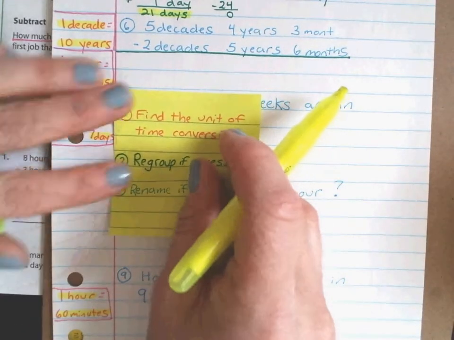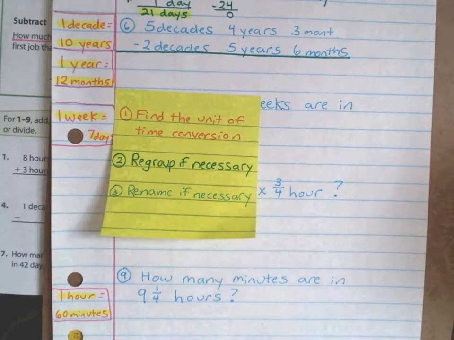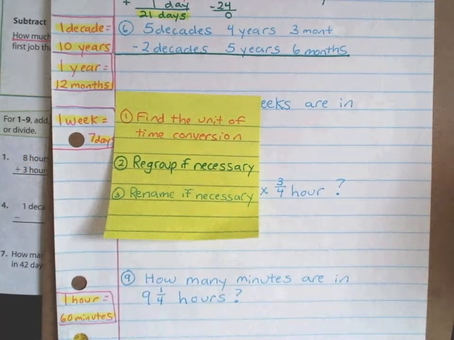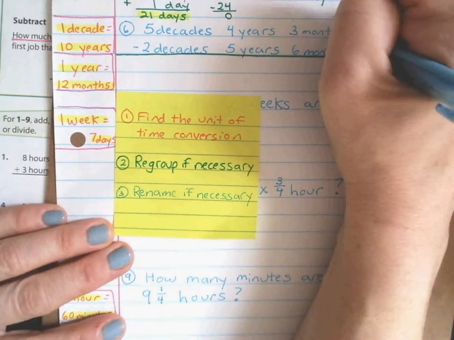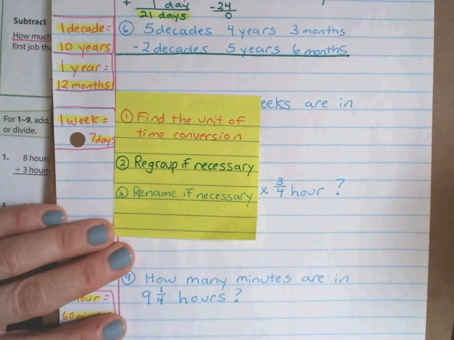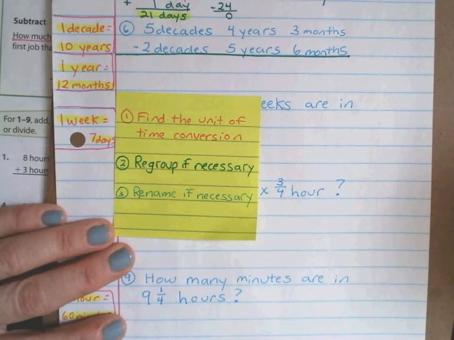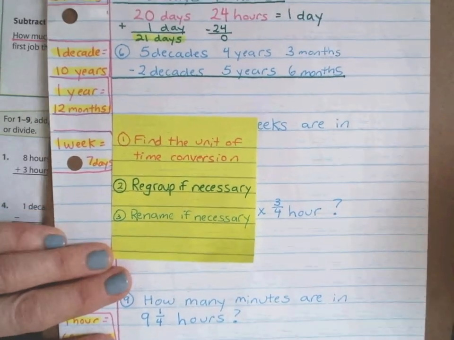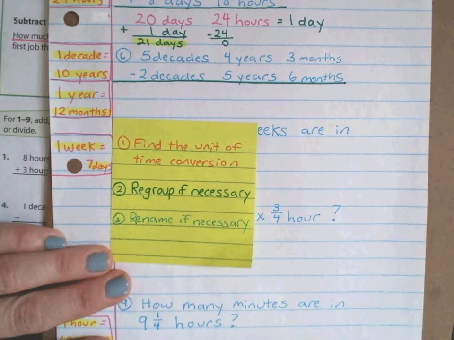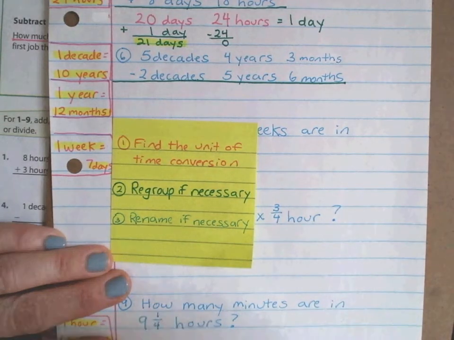All right, number 6. Again, try pausing the video to see if you can solve this and think through it. This is a subtraction problem. So we have 5 decades, 4 years, and 3 months, minus 2 decades, 5 years, and 6 months. Oh boy, I'm going to take another sip of coffee because this I can see has a double regroup.